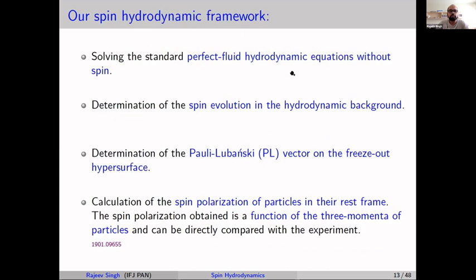So this framework or this formulation for spin hydrodynamics has four main steps. We will first solve the perfect fluid hydrodynamical equations. Perfect fluid, I mean we will solve the conservation of energy momentum and conservation of charge. And then after getting the results, we will evolve the spin on top of this hydrodynamical background. And then to compare with the experiment, we will determine the Pauli-Lubanski vector on the freeze-out hypersurface. And then we will calculate this in the local rest frame of the particle. So what we get at the end can be compared with the experiment.